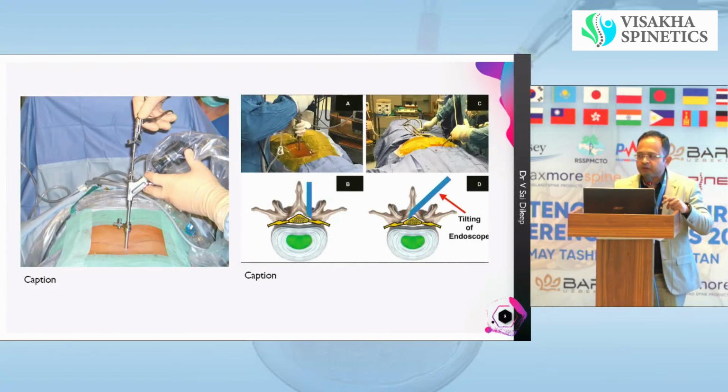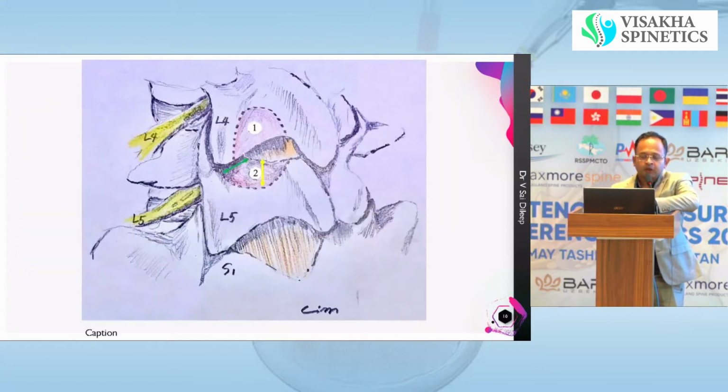So this picture has already been shown by one of my close friends, and I think you can see a picture where you do a straight interlaminar decompression, and you see a picture where you are trying to do a contralateral decompression. You do a unilateral laminectomy and just tilt the scope, and you can see the opposite foramen. This is one of my Bibles for endoscopic spine surgery.